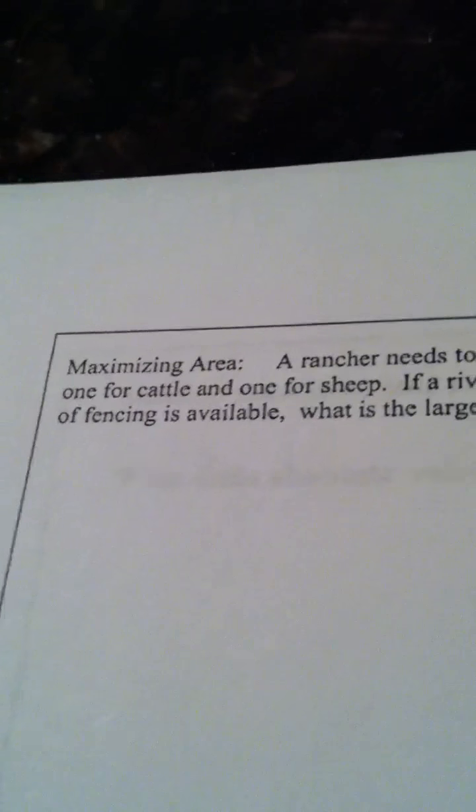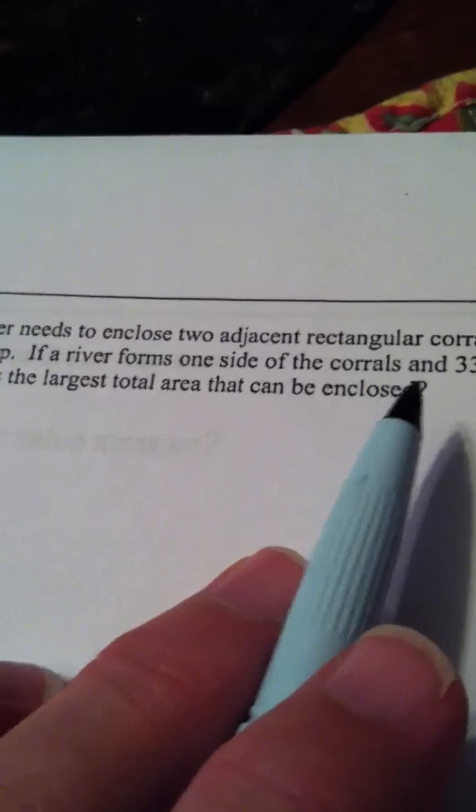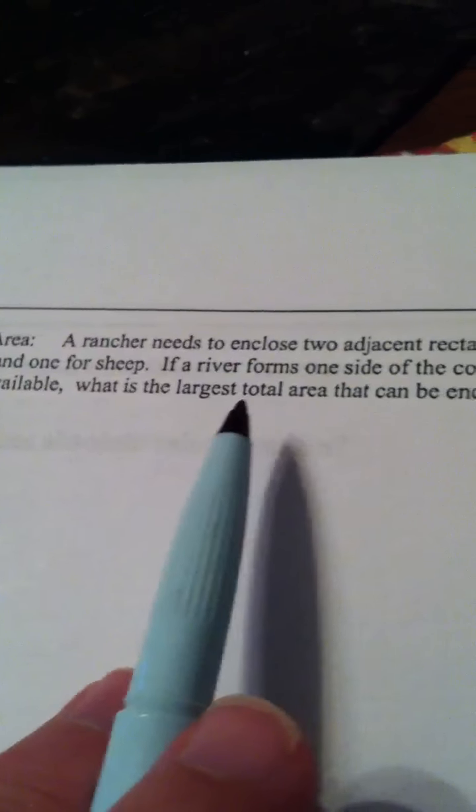Ladies and gentlemen, here's the situation we have in this last word problem. We're trying to find the maximum area. A rancher needs to enclose two adjacent rectangular corrals. One's for cattle and sheep. A river forms one side of the corrals, which means we don't need fencing along the river. And 330 yards of fencing is available. What is the largest total area we can enclose?